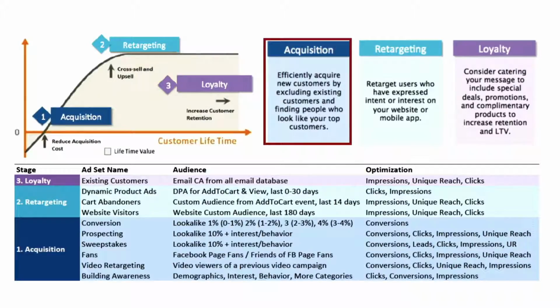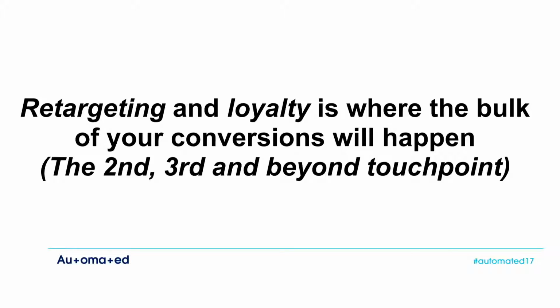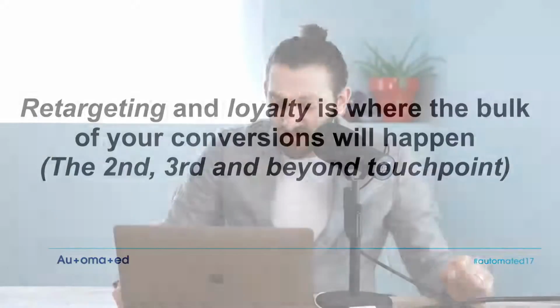So this is what it kind of looks like: acquisition, retargeting, loyalty. We're going to break this down. Now, retargeting and loyalty is where the bulk of your conversions are happening. The second and third touch point and beyond. That's really where most of your money is made.